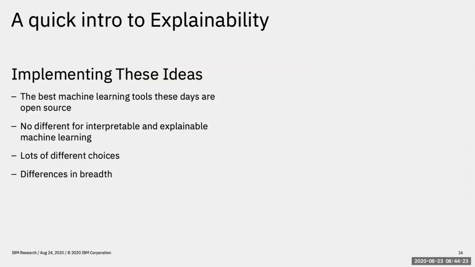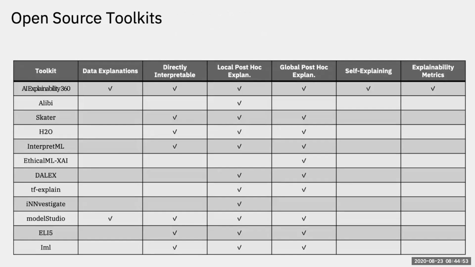So now that we've talked about the different dimensions in the taxonomy, let's talk about how we actually implement these ideas in practice. It turns out, as most of you already know, the best machine learning tools in general these days are open source. And it's no different for interpretable and explainable machine learning. There are lots of different open source packages out there, and one of the biggest differences among the different options is their breadth. So here's a table of various open source toolkits for explainability.